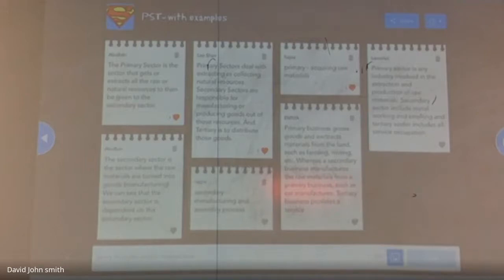Yeah, excellent. Think of an example of a tertiary-based business. Good work, Arjuna. Well done. Fantastic. Good work, Kane. Yes, indeed. They are examples of primary sector businesses. Well done.